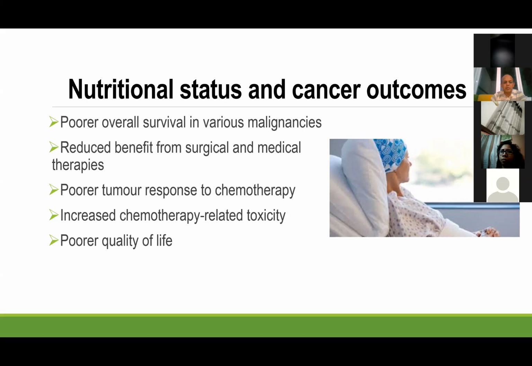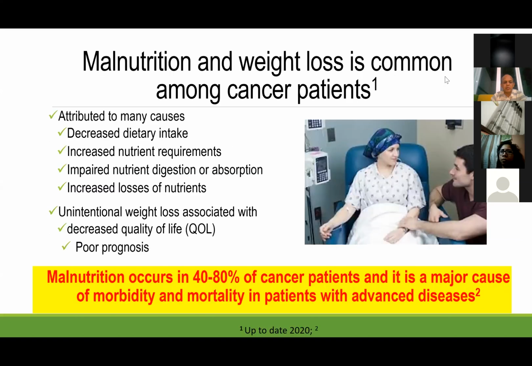The second one is that patients always complain about the second cycle of chemotherapy, when they get a lot of complications. Studies have indicated increased chemotherapy related toxicity when they have poor nutritional status. At the same time, all of us know the fact of a poorer quality of life. So these are the overall cancer outcomes in relation to nutritional status. And when we look at malnutrition and weight loss, this is very common in most cancer patients, and can be attributed to many causes. One of the obvious reasons is decreased dietary intake.